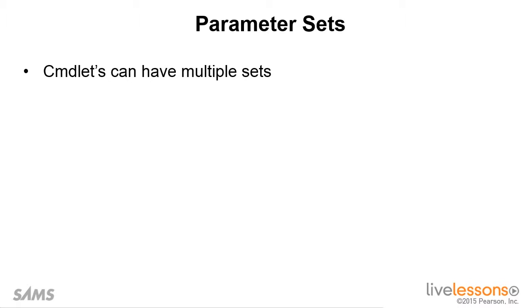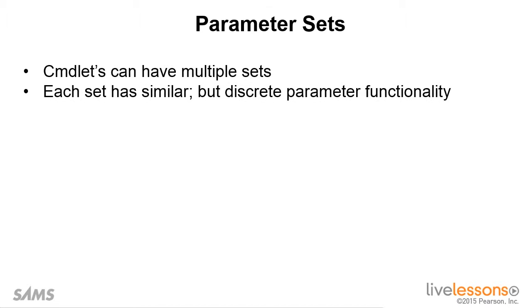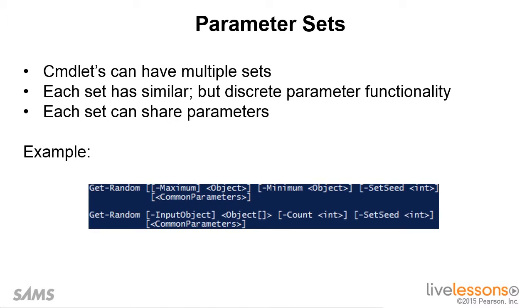So let's talk about parameter sets. Commandlets can have multiple sets of parameters. Each set is going to have similar but discrete parameter functionality. And each set can share parameters. So let's take a look at this example.